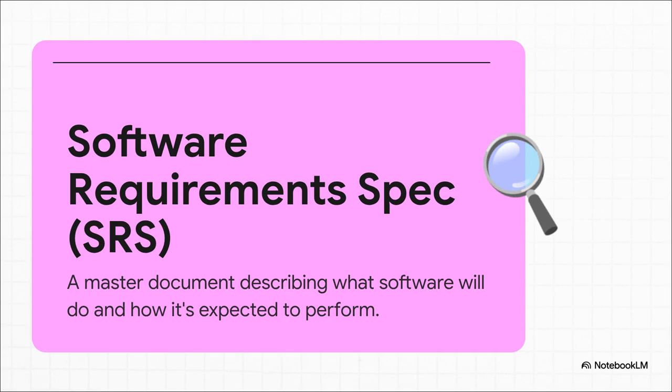And this is where our hero finally enters the picture. It's officially called a Software Requirements Specification, or SRS for short. Just think of it as the master document. It's the one single source of truth that lays out exactly what the software has to do, and just as importantly, how well it has to do it.